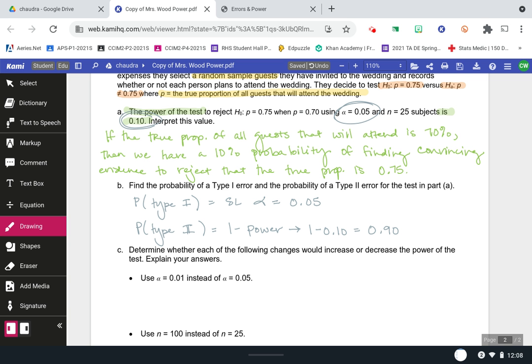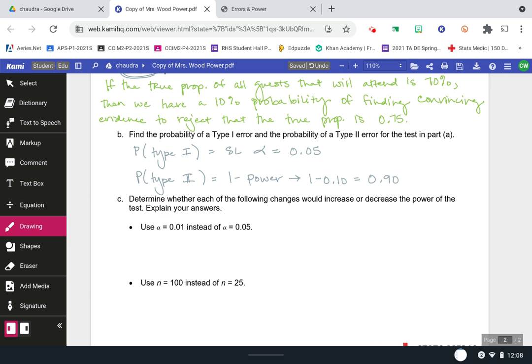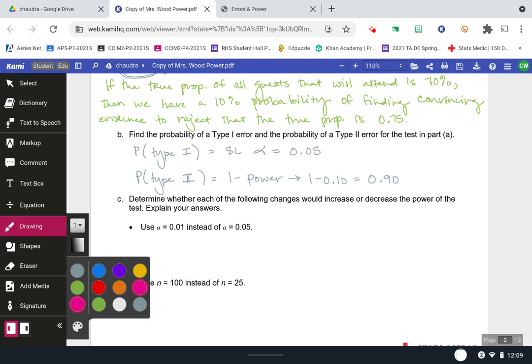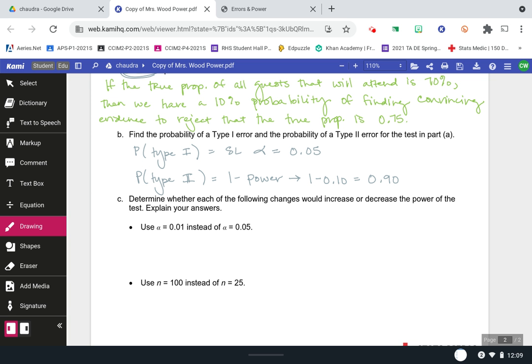This last question is really just using the applet again and filling in the numbers. So open up that applet, put in the information for alpha being 0.1 instead of 0.05, and check out whether the power would increase or decrease. And then do the same thing for the sample size. Come back and check your answers.